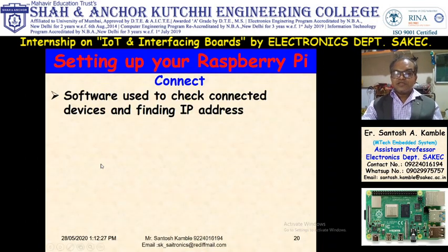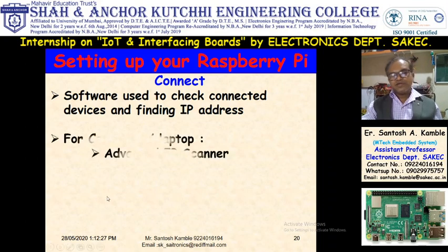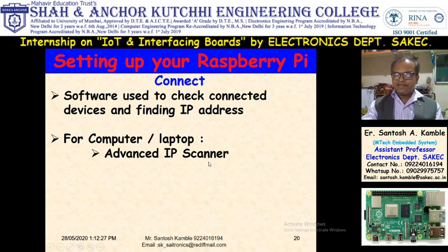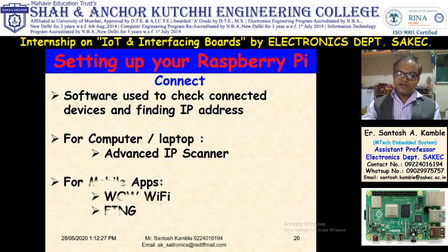This is software used to check connected devices and find the IP address. You can find the IP address from a computer or mobile. If you are using a computer, you can use the Advanced IP Scanner software. It is freely available on the internet. Or for a mobile app, you can use WOW Wi-Fi.